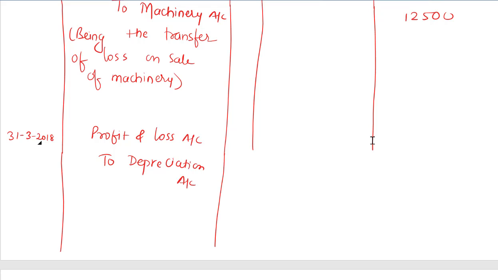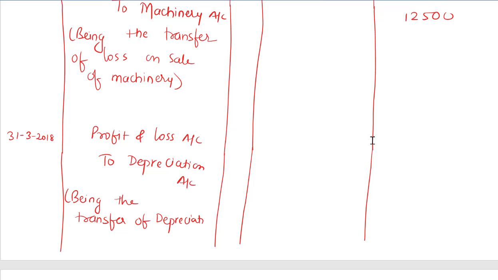I believe you understood. Let us write the narration: being the transfer of depreciation. What is the amount? 7,500. I believe you understood till here.